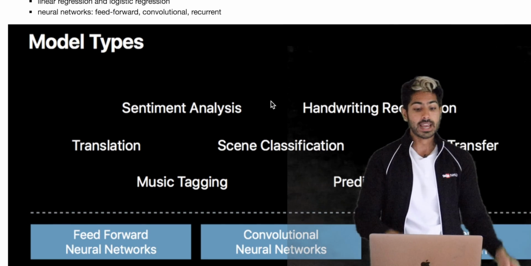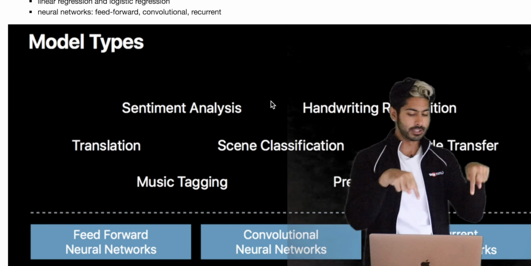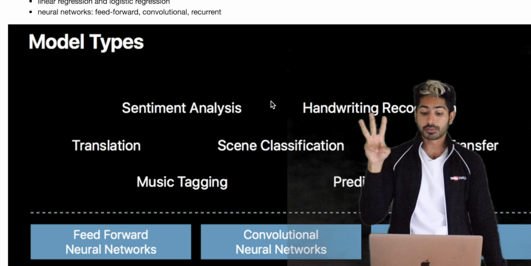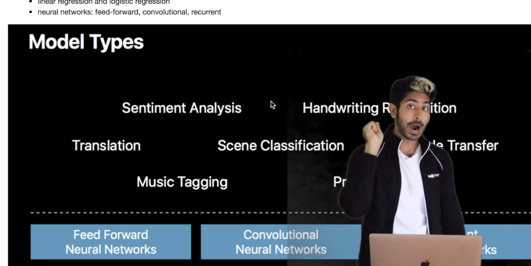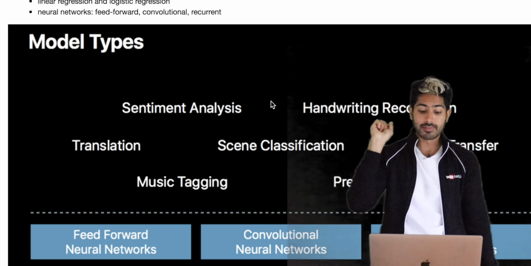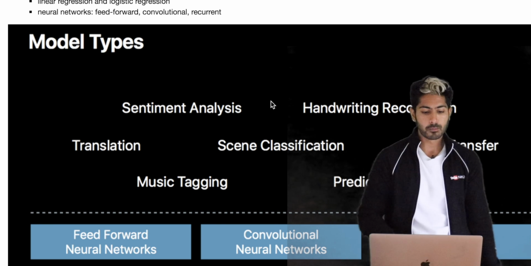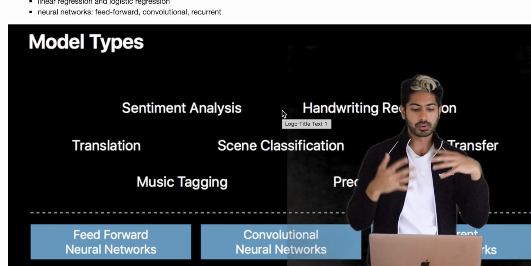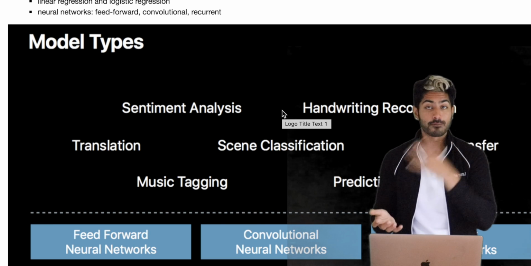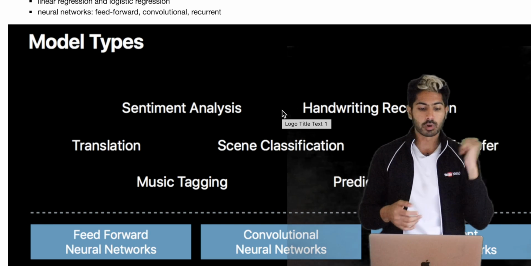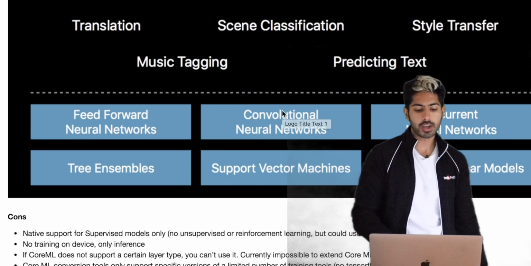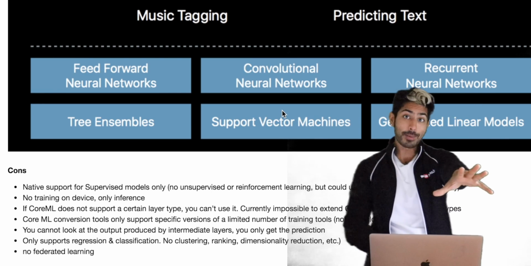That's the last pro. It supports vector machines. They're all listed here. It supports 3 types of neural networks: a convolutional network, a recurrent network for sequences, and then a feed-forward network, right? And then you've got tree ensembles like random forest and boosted trees, linear regression, and logistic regression. Okay, so that's it for the pros, and we have to talk about the cons, right?